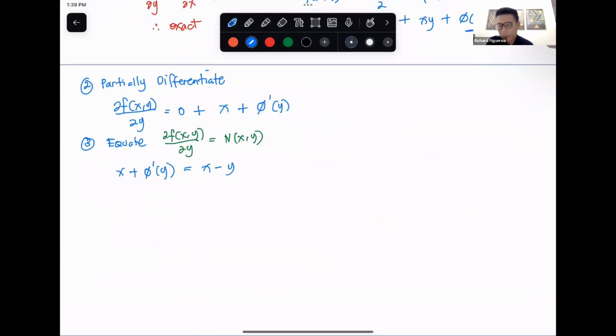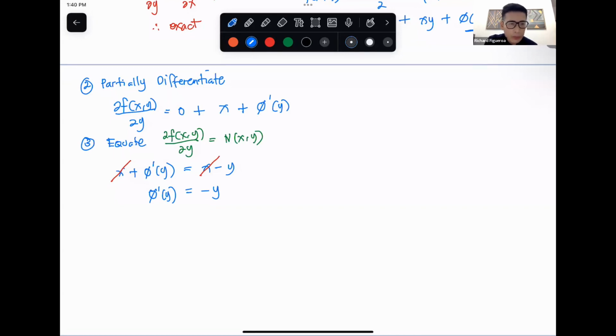X minus y. And then we perform the operations involved. So we have x here, then we have x at the right-hand side, so magka-cancel out lang yun, no? So dito mo ma-check actually whether what you're doing is correct or not. Kasi remember that this is p prime of y. So after equating the partial derivative with the n function, we should arrive to an equation wherein everything is a function of y.